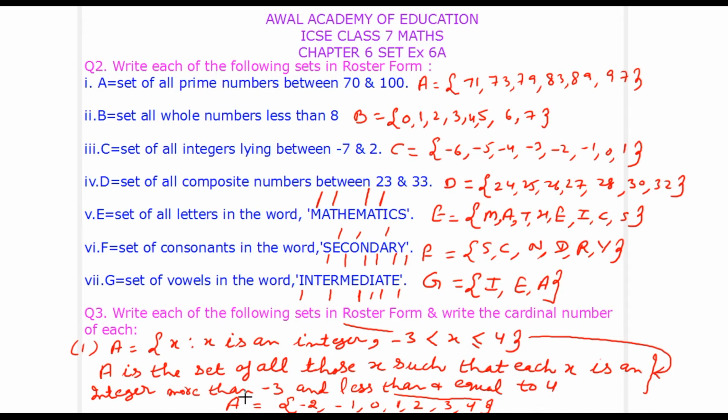For the cardinal number, as here the set is A and all the elements of A are counted: 1, 2, 3, 4, 5, 6, 7. There are 7 elements in it. We will write 7 here. So this is the first part of question 3. Right, students? Now we will take the second part of it.